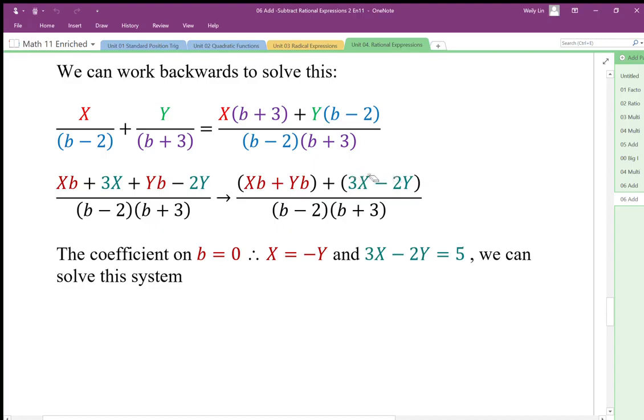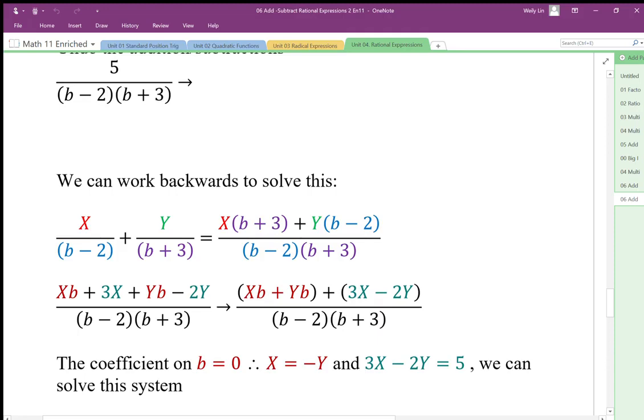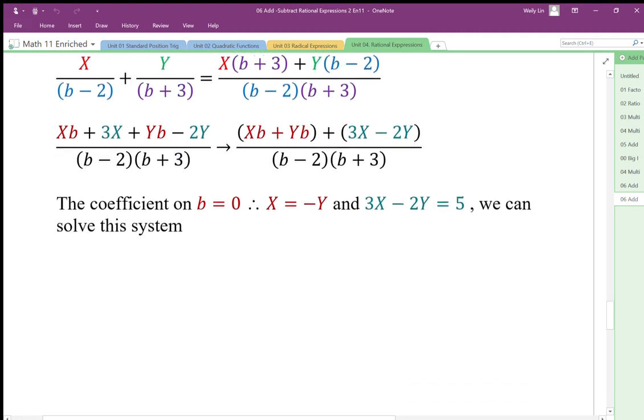Here, we know that these are the 1's terms, so we know that 3x minus 2y must equal the number left over. Just going to scroll up for a second here. It's got to equal that 5 there, so that's where we get this 3x minus 2y equals 5. And so we have two relationships, one relationship here, another relationship here. We know this can be solved as a system of equations.